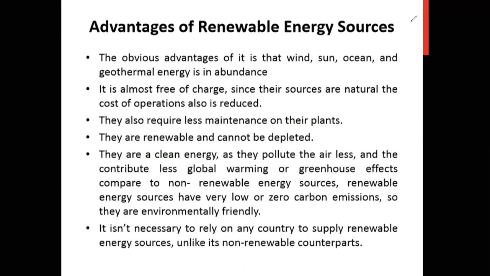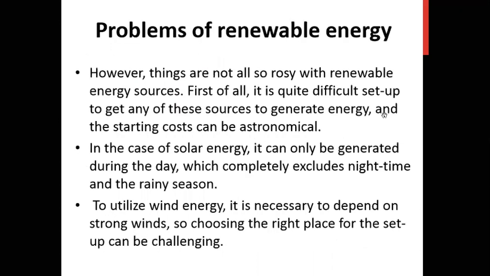But we all know a coin has two sides. One side is the advantage, and on the other side, we may have some problems with these renewable energy sources. So the first problem, if we discuss one by one, suppose for solar energy. What is the main problem? The main problem might be, sir, we might have sun in the daytime, but at night, we do not have sun available. So this is a big problem for solar energy. At night, we cannot get energy. And also, sometimes in the rainy season, we all know the weather is cloudy and we do not see the sun properly. At that time also, we cannot get proper energy from solar.